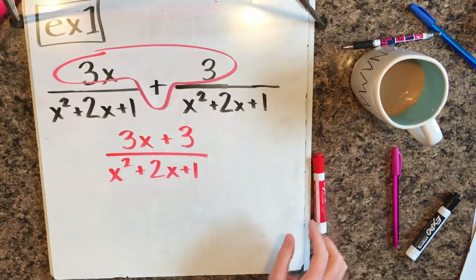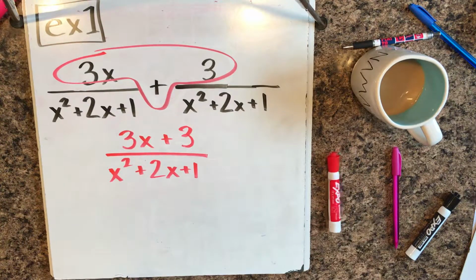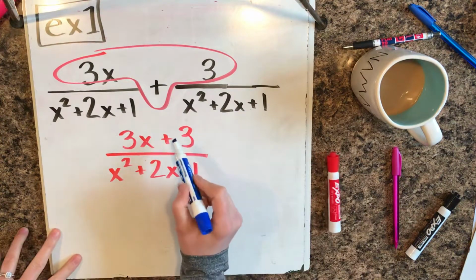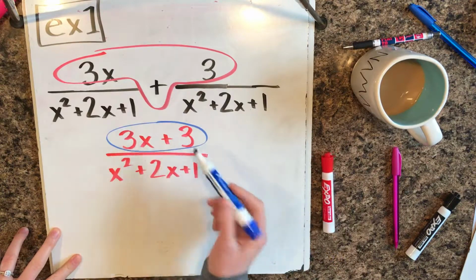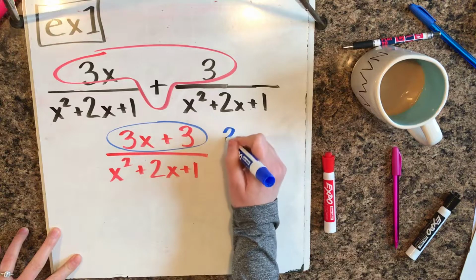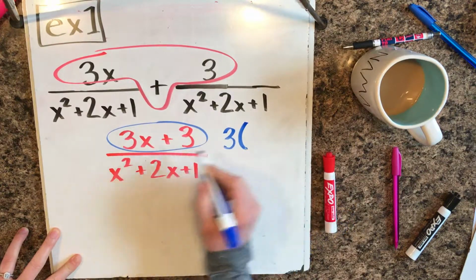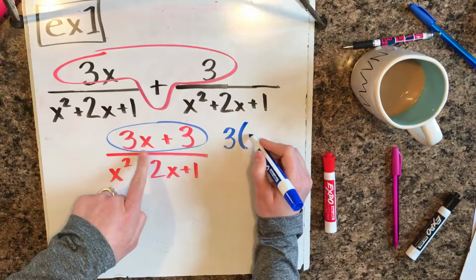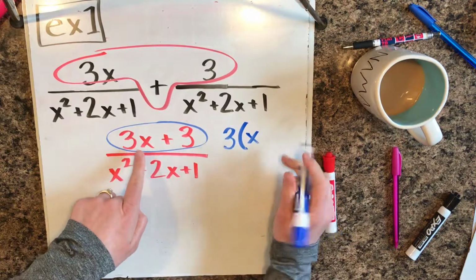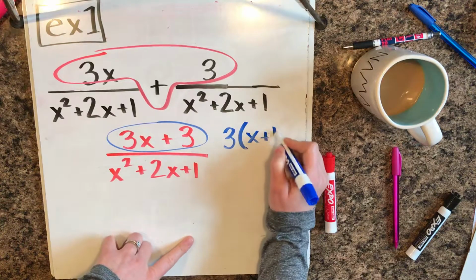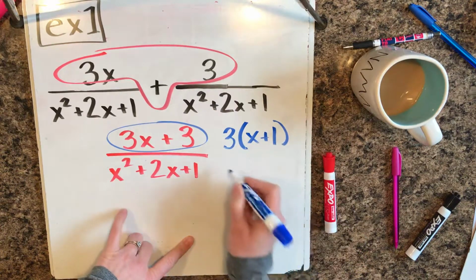On top, when we factor, we have to take out the greatest common factor. If you look at the top, hopefully you notice that there's a 3 in common in both. So to factor out, 3 times what makes 3x? And 3 times what makes 3? We've just factored the top.